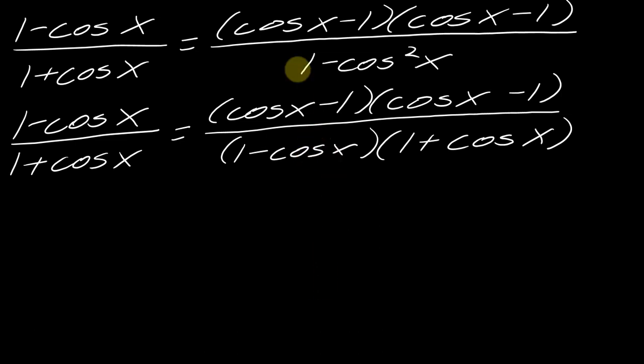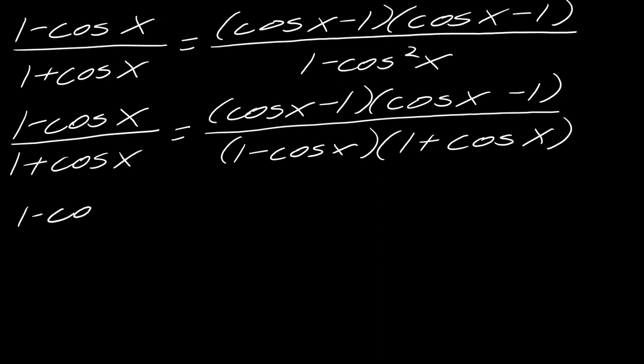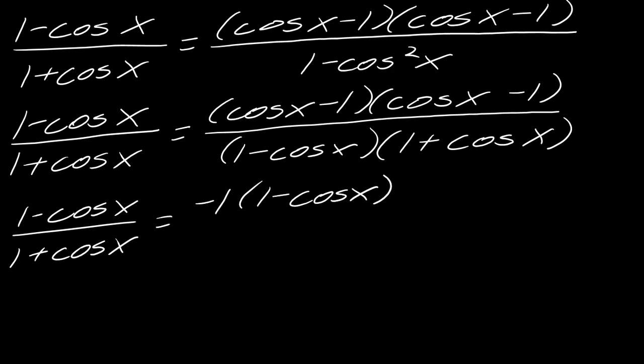When your stuff is in the wrong order, an option that you can take is, if I have cosine x minus 1, if I factor negative 1 out of that, I can flip the order. You see how I did that? So that's what I'm going to do. I'm going to rewrite this first term here like this so that I can flip my order so I can make some cancellations. So let me do that now. I've got 1 minus cosine x over 1 plus cosine x. Factor out the negative 1 so I can flip the order here.